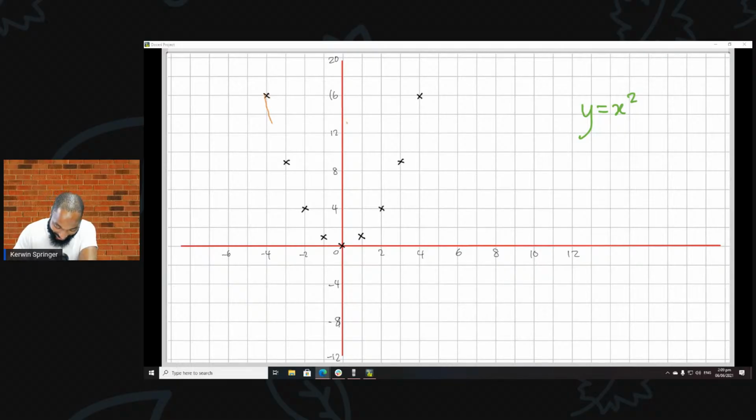So this is going like this, and this is going like this. That's a quadratic graph.